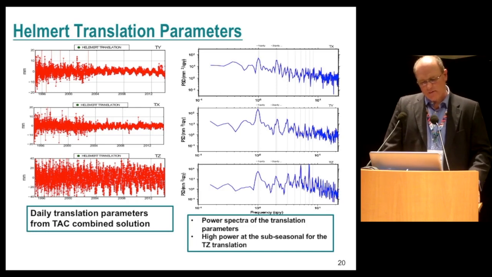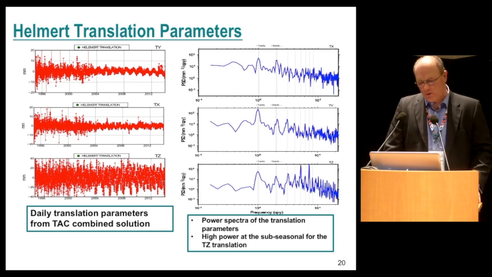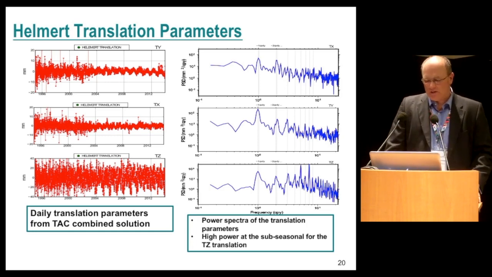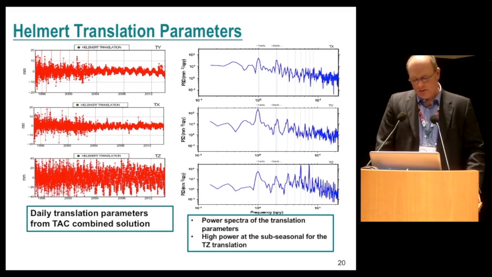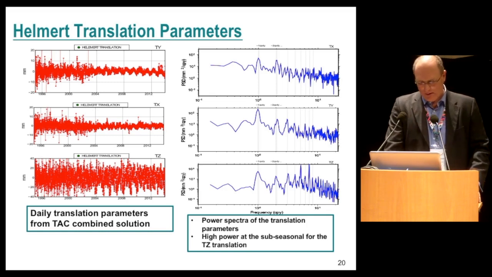Paul Rebischung has noted that before, and it's to do with the way the ULR define the daily global networks. On the right-hand side, we see the power spectra. Again, we see the strong annual and semi-annual components, but then interestingly, for the TZ translation, we have a very prominent 4th and 6th harmonic. At the moment, I don't know where they come from, but that's something we will have a look at.